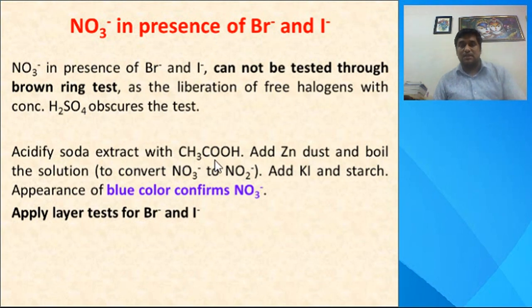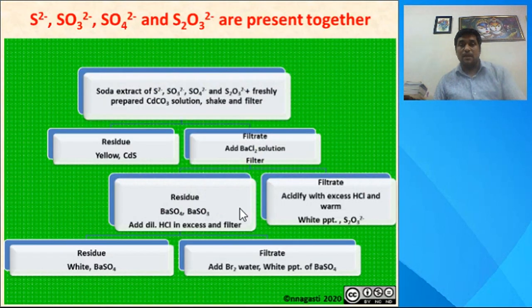Acidify soda extract with acetic acid, then add zinc dust and boil the solution so that the nitrate will be converted to nitrite, and then add potassium iodide and starch. If blue color is there, then that will be due to nitrate. And this test will not be hindered, not even interfered with, by the presence of bromide and iodide. And then apply the layer test to test bromide and iodide.